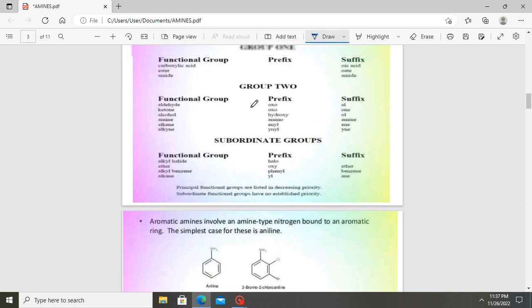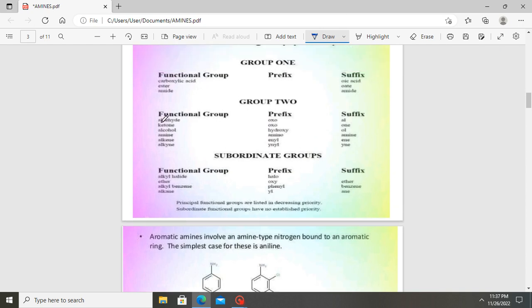In all organic compounds, carboxylic acids have the most priority, followed by esters, amides, aldehydes, ketones, alcohols, amines, alkenes, alkynes, alkyl ethers, and so on. So if two or more of these functional groups occur in the same compound, the one of higher priority determines the parent compound, and the one of lower priority is named as a substituent.